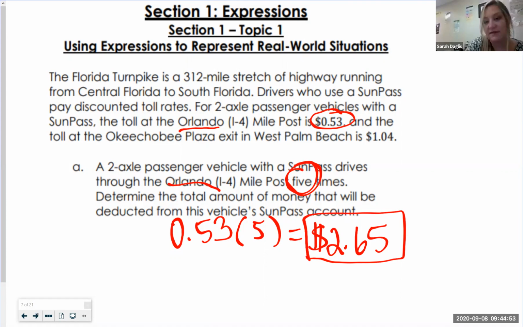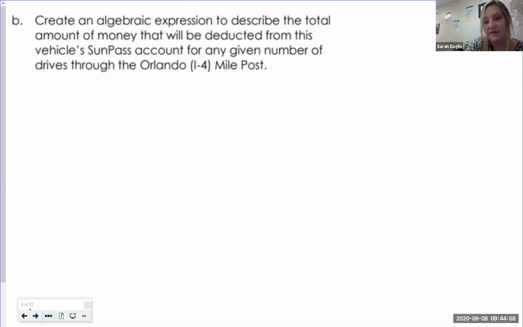All right. Part B wants me to create an equation to show what's going to happen if I drive through the Orlando milepost any given number of drives. So right here, this phrase, any given number of drives, that is your clue that there's going to be a variable because we don't know how many drives, okay? So let's create an expression and we're going to have to use a variable. I'm going to use, I don't know, how about X? Let's just keep it simple.